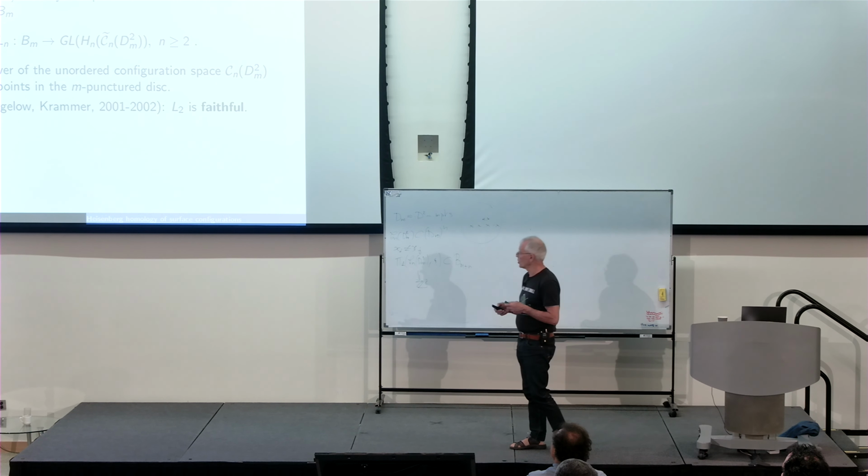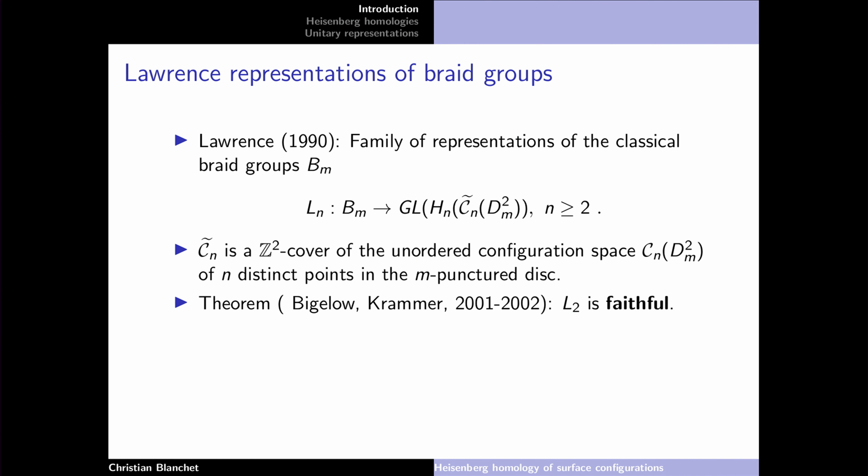And so this was a famous theorem by Bigelow and Krammer in 2000-something, independently, that with n equal 2, this L2 is faithful, and taking two generic transcendental real parameters, you get linearity of the classical braid group. So that was the situation.